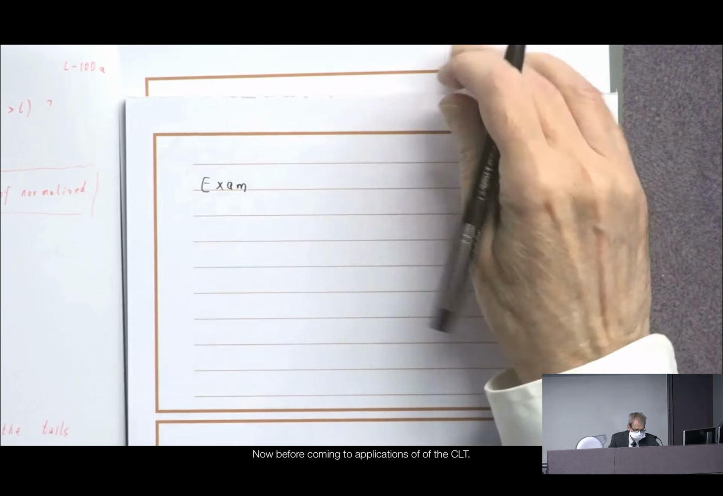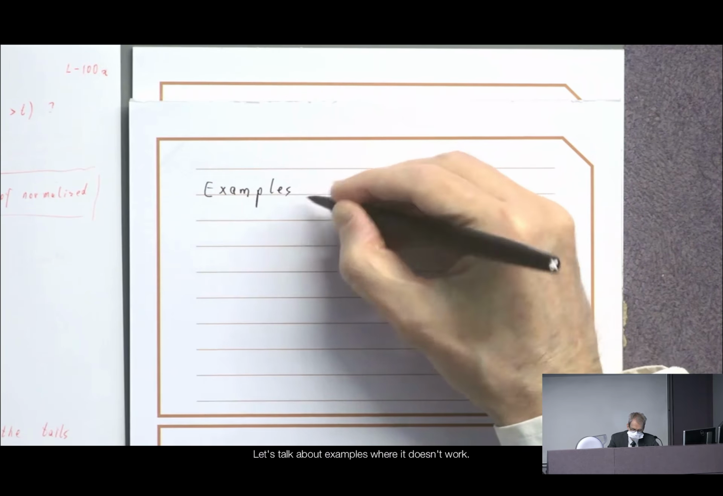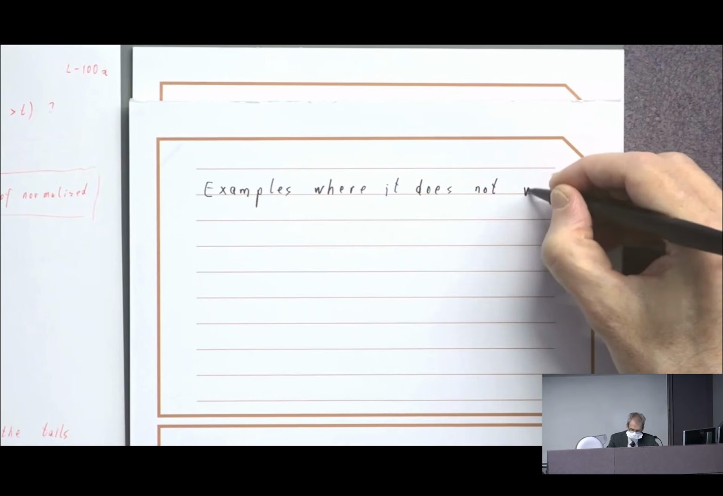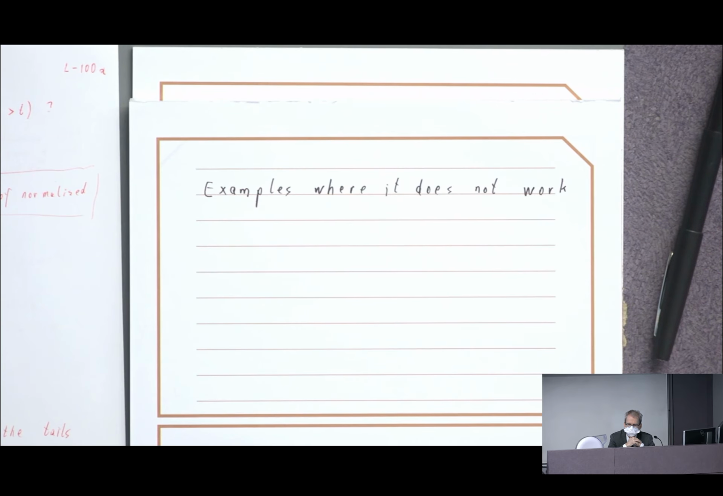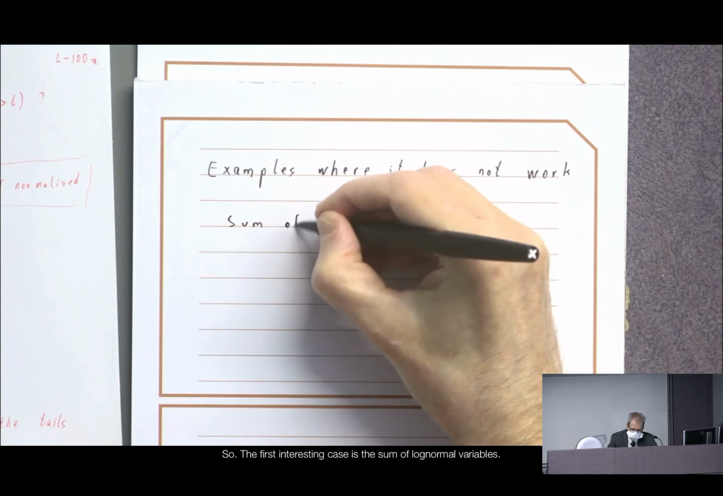Now, before we come to applications of the CLT, let's talk about examples where it doesn't work. It's not that the theorem is wrong, but that there is a danger of applying the theorem in a case that just violates the assumptions. So the first interesting case is the sum of log normal variables.